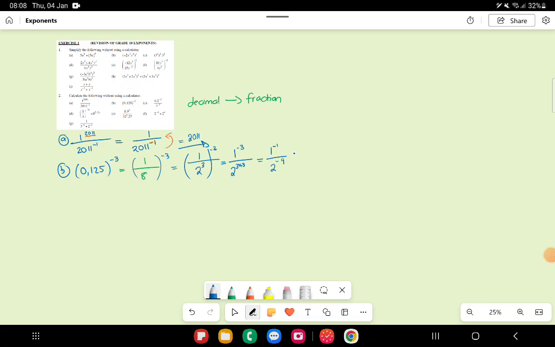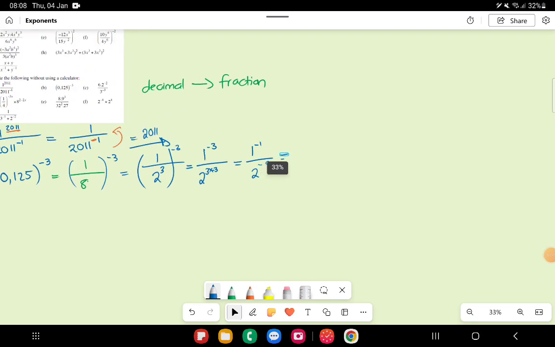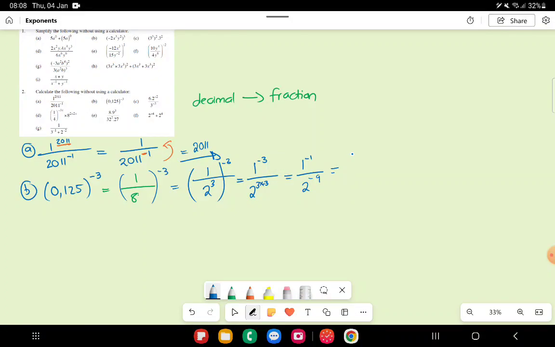negative 9. So we swap them out, and then it becomes 2 to the power of 9 over 1 to the power of 1, not negative anymore. So it's just 2 to the power of 9. And 2 exponent 9 is equal to 512. That's question B.